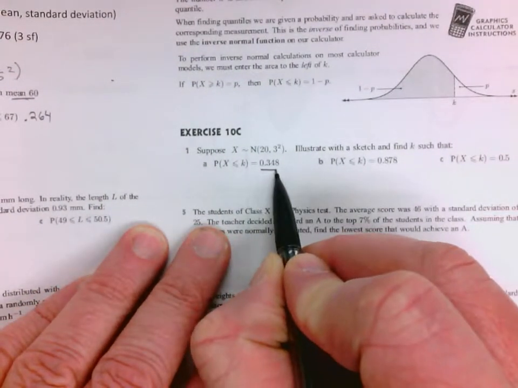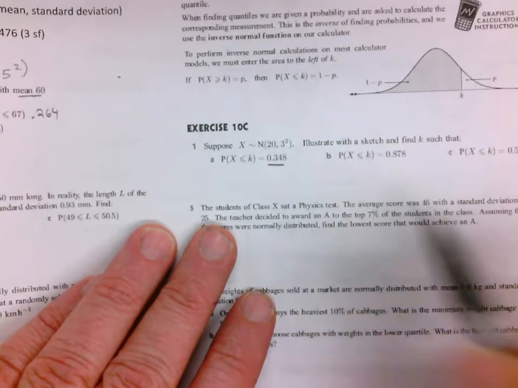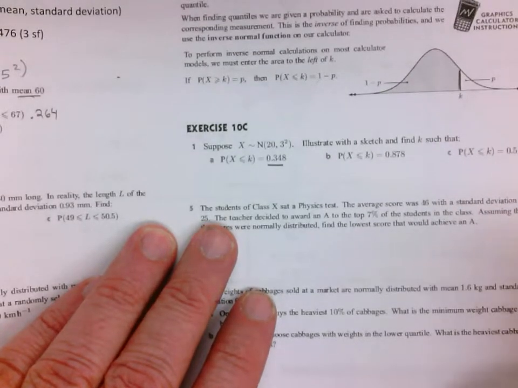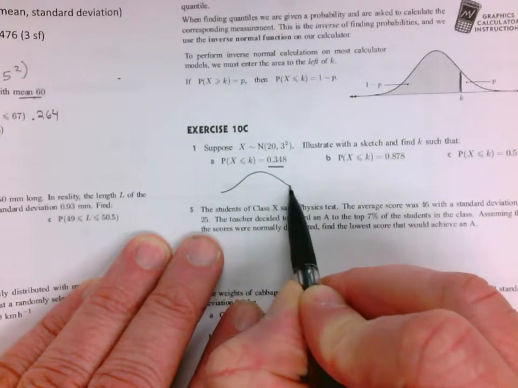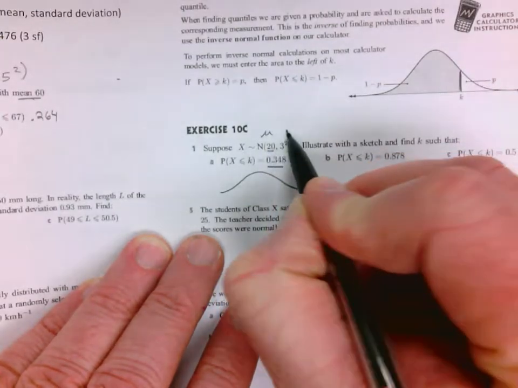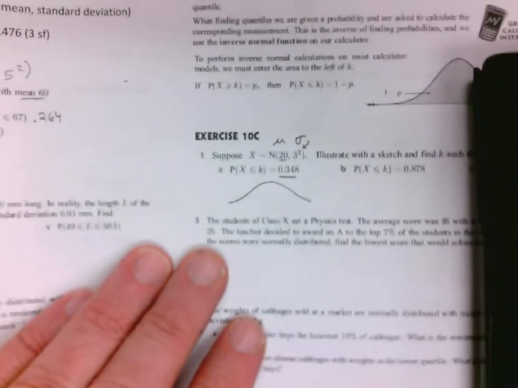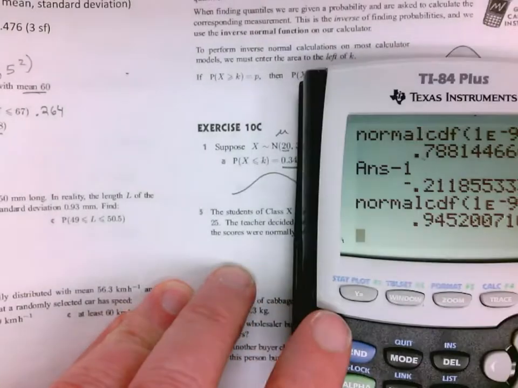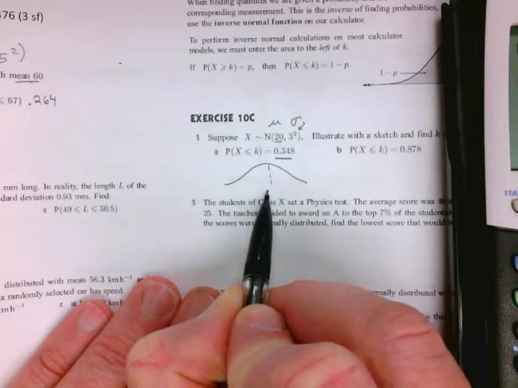basically they're giving you the probability. It says illustrate with a sketch, giving you the probability, and you're finding what is the actual value where this would happen. Okay, so I'm going to make a sketch, and I have a mean of 20 and a standard deviation. Sigma is 3, and it says 3 squared, but that's just how the notation is. So this time I'm going to use something called inverse norm. Now, before I do that, I'm going to do my little thinking here.